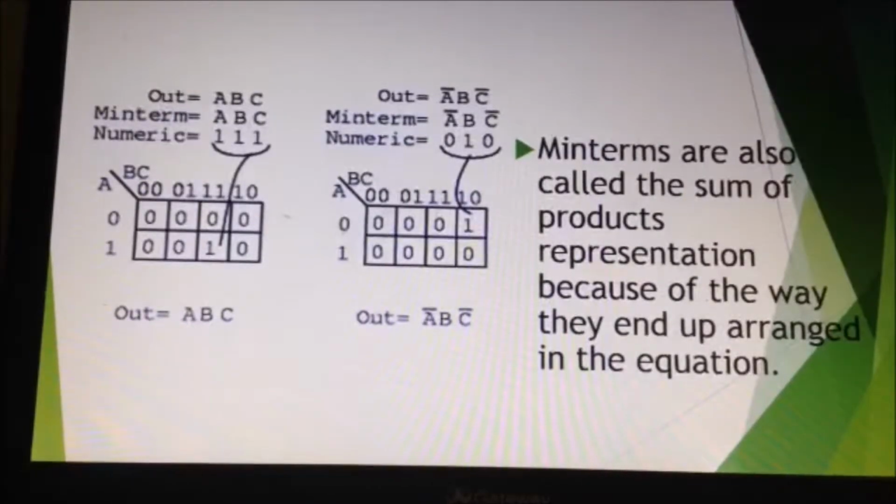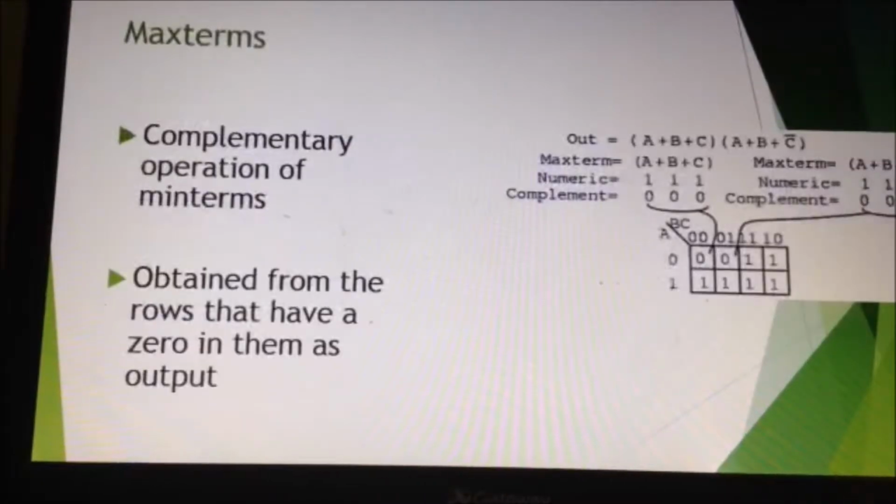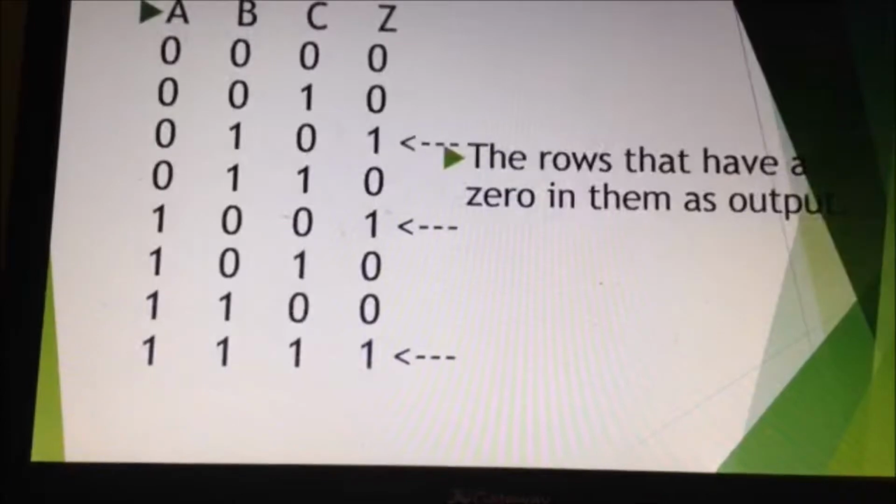Min terms are also called the sum of products representation because of the way they end up arranged in the equation. Max terms are the other terms to accomplish the translation of the tables. They are the complementary operations of the min terms, obtained for the rows that have 0 as the output. In this slide, we can see that the zeros are the max terms, the rows that have a 0 as an output.